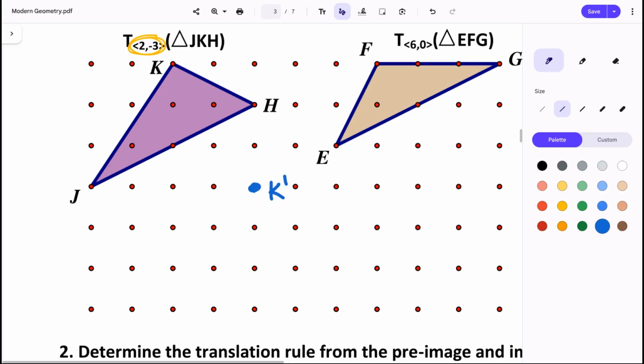Okay, we're going to do the same thing with H and with J. So I'm going to go 2 to the right, down 3. Then once you've got your points on there, you're going to connect.